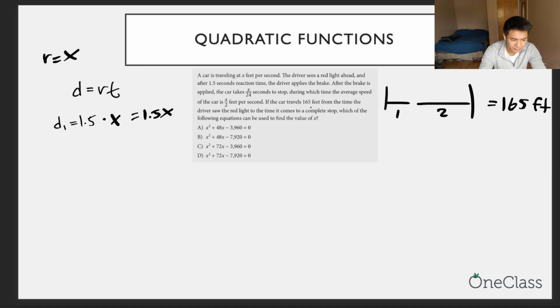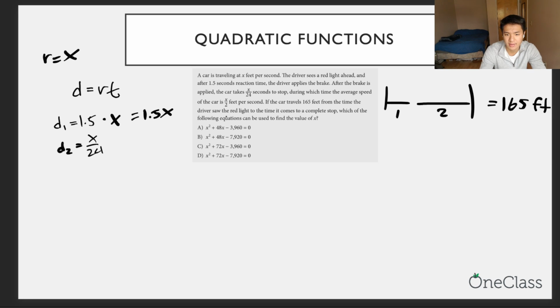Okay, great. What's the next phase then? The next phase is phase 2, which says after the brake is pressed, so after d1, how far did the car travel between braking and coming to a stop? So again, distance is equal to rate times time. How long did it take the car to stop? It took the car x divided by 24 seconds. So we get x over 24.